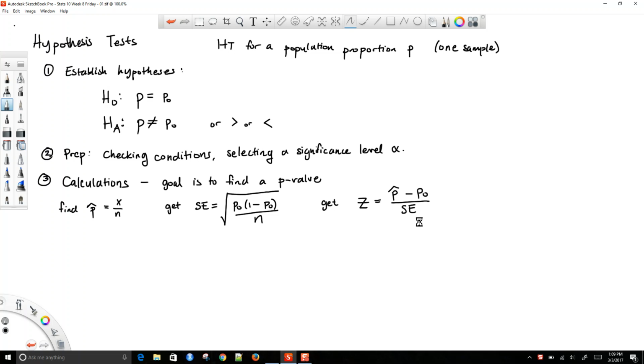If you have your formula sheet that I've just passed out, you will see all of this is written for you in the left-hand column, the second box down. It will say hypothesis tests, proportions, one sample, and it says your null is P equals P0, or this is your alternative, and it also tells you you're going to get p hat is x over n, standard error is P0 times 1 minus P0 divided by n inside the square root, and z is p hat minus P0 divided by the standard error.